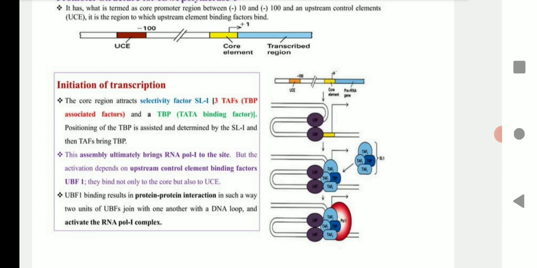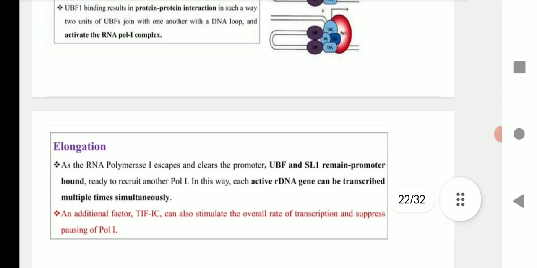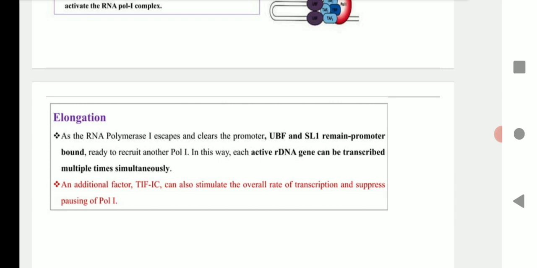The binding of UBF1 creates a protein-protein interaction, thereby the DNA loops and it activates the RNA polymerase I complex for the start of transcription. The RNA polymerase I escapes and clears the promoter, and UBF1 and SL1 remain in the promoter region itself, ready to recruit another polymerase I.